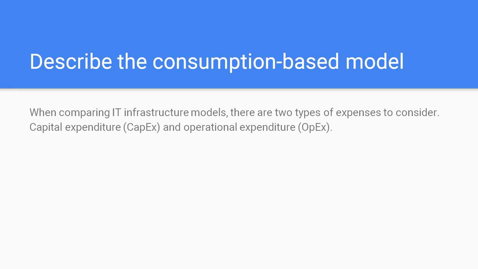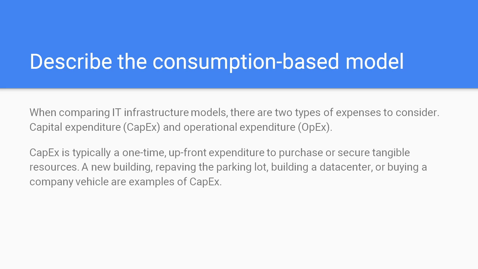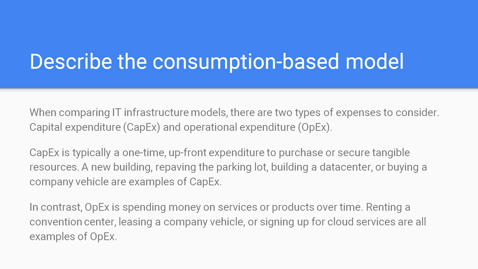So when comparing IT infrastructure models, there are two types of expenses to consider: capital expenditure, CapEx, and operational expenditure, OpEx. CapEx is typically a one-time, upfront expenditure to purchase or secure tangible resources. A new building, repaving the parking lot, building a data center, or buying a company vehicle are examples of CapEx. In contrast, OpEx is spending money on services or products over time. Renting a convention center, leasing a company vehicle, or signing up for cloud services are examples of OpEx.